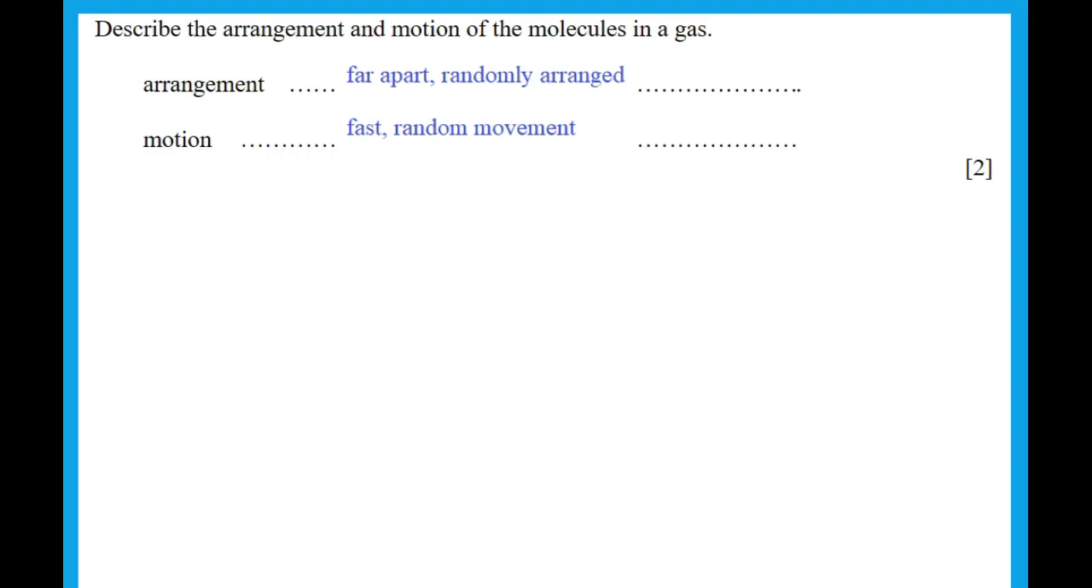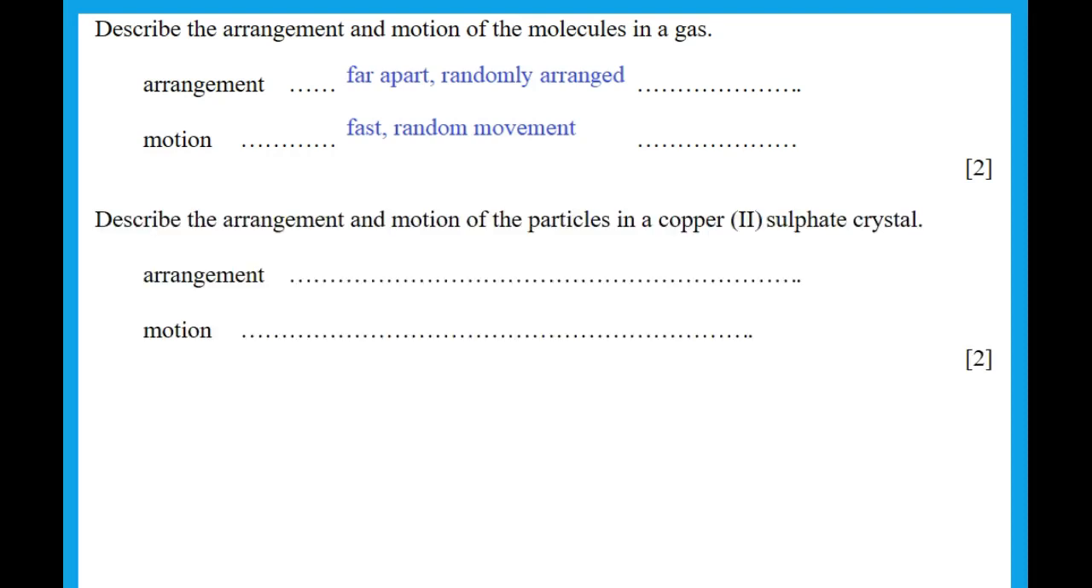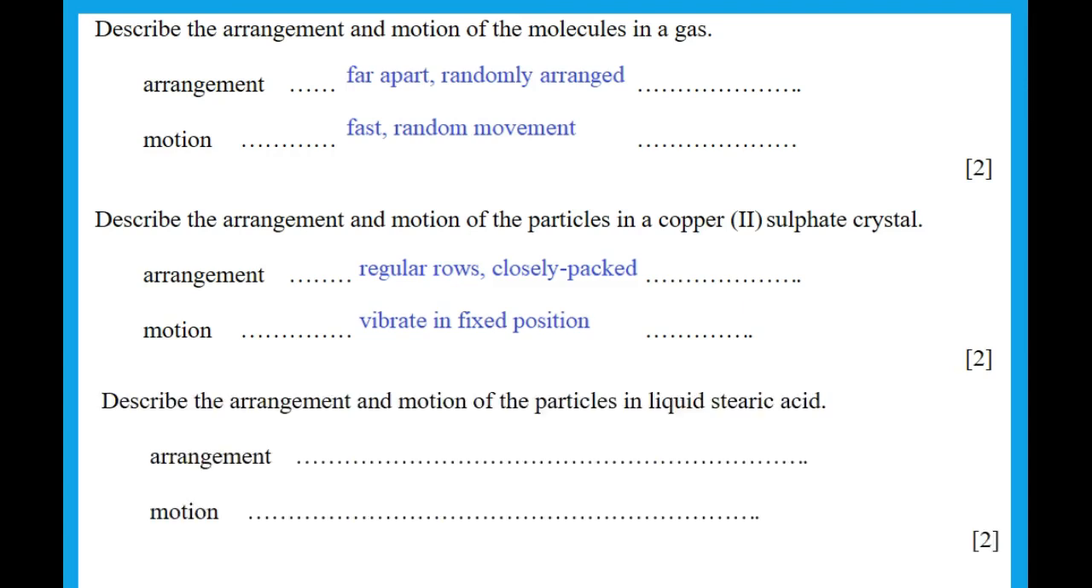Fast, random movement. Okay, describe the arrangement and motion of particles in a copper sulfate crystal. You should realize that a crystal means we're talking about a solid. So the arrangement of particles in a solid: regular rows, closely packed. The movement of particles in a solid: they vibrate in fixed positions.